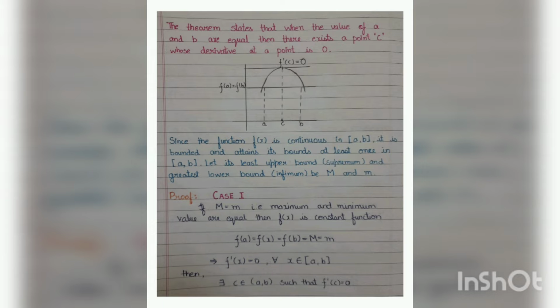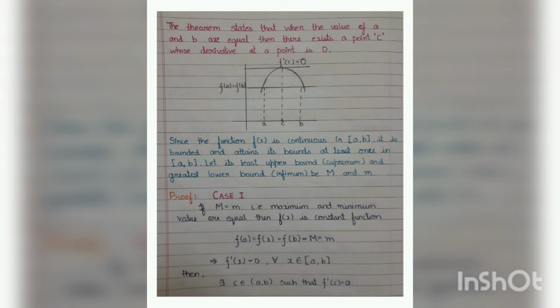Case 1. If small m is equal to capital M, that is, the maximum and minimum values are equal, then f(x) is a constant function. f(a) = f(x) = f(b) = M = m. f'(x) is equal to 0 for all x belonging to (a, b). Then there exists c that belongs to (a, b) such that the derivative f'(c) is equal to 0.